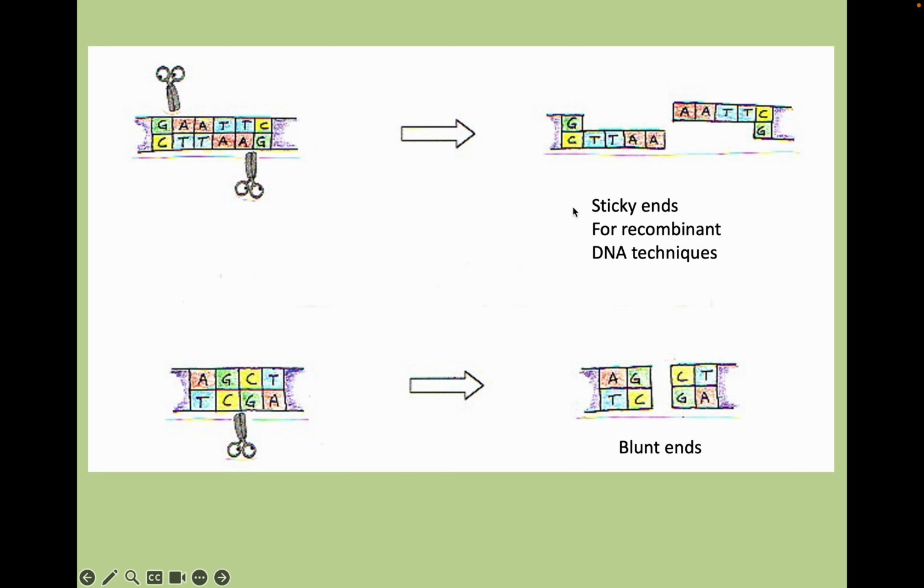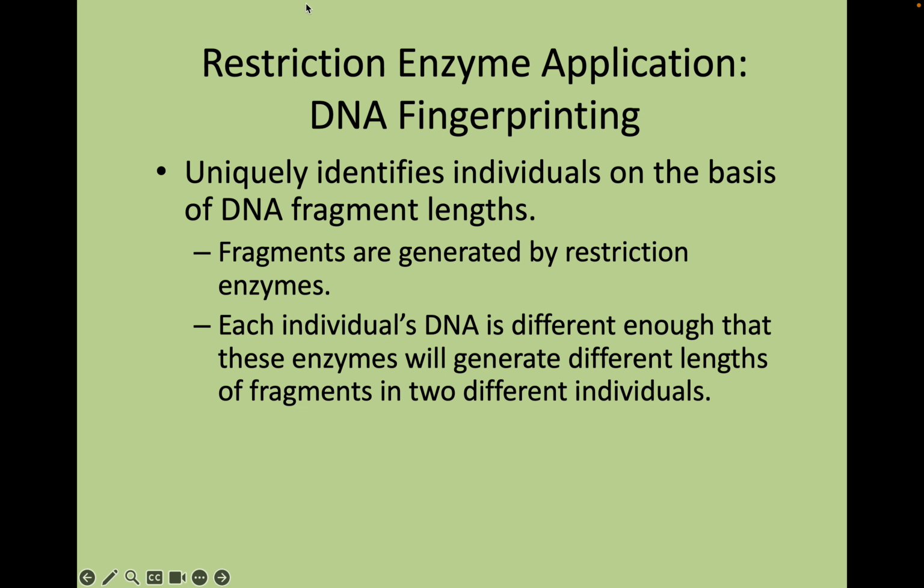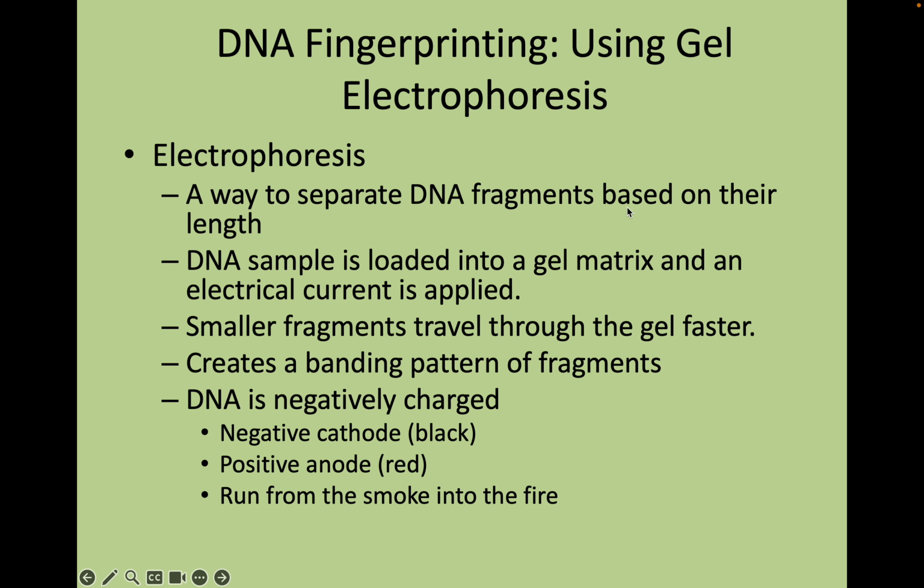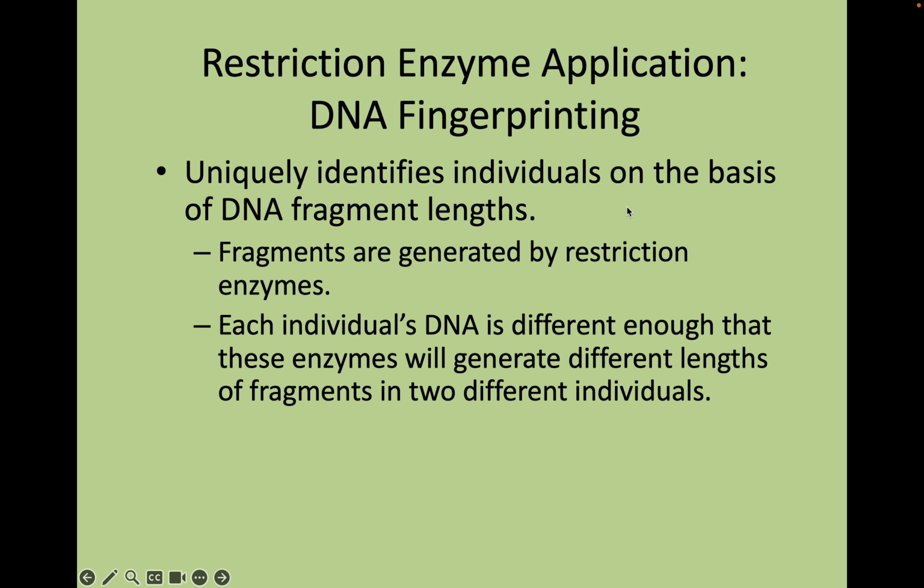This is a useful tool for DNA fingerprinting. You can uniquely identify individuals on the basis of their fragment lengths, so fragments generated by the restriction enzymes. We mix these enzymes with a sample of DNA, and it's going to cut that individual's DNA up into different sized fragments, and they differ individually. Each individual's DNA is different enough that these enzymes will generate different lengths of fragments between two individuals.